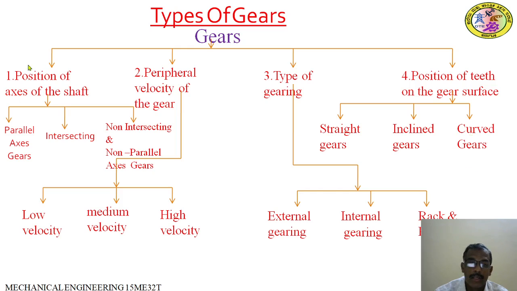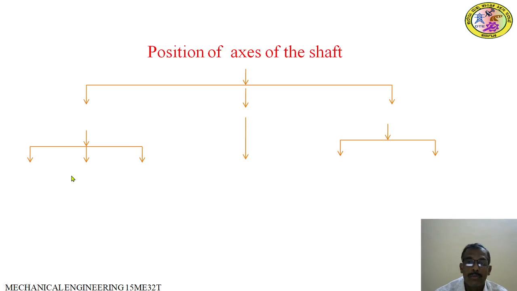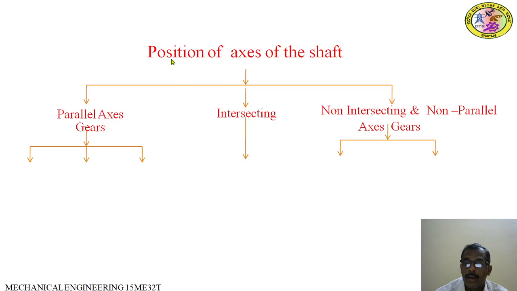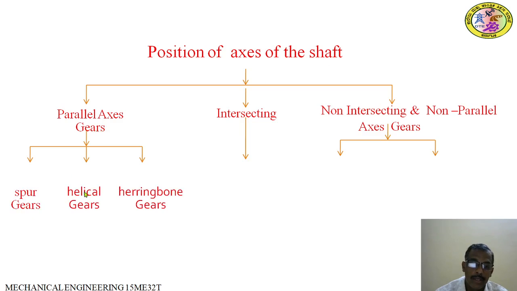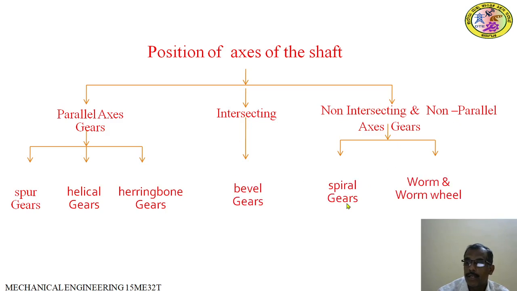This classification is based on the position of the axis of the shaft, that is parallel axis, intersecting, non-intersecting, and non-parallel axis. These further have three more types; examples are given here. Based on the axis of the shaft, parallel axis gears are classified into spur gears, helical gears, and herringbone gears. Intersecting: bevel gears. Non-intersecting, non-parallel: spiral gears and worm wheel. We will discuss all these gears in detail.